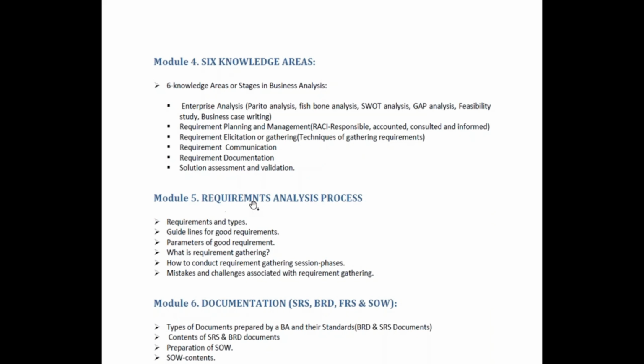And module 5 comes with requirements. Can you see my screen? Yes, I can. Okay. So module 5 is requirements and types, guidelines for good requirements, what are the parameters of a good requirement, what is requirement gathering, how to conduct requirement gathering sessions and different phases, and mistakes and challenges associated with requirement gathering. And module 6 is related to documentation.